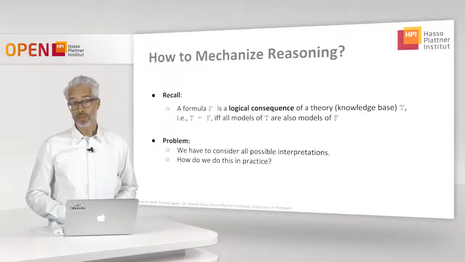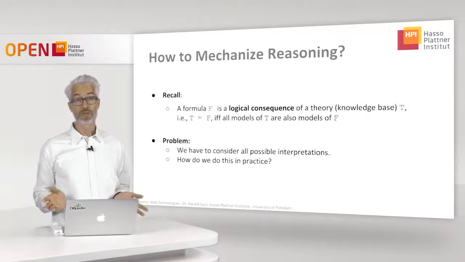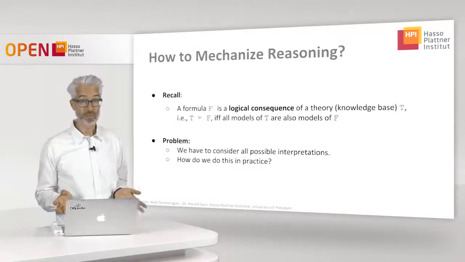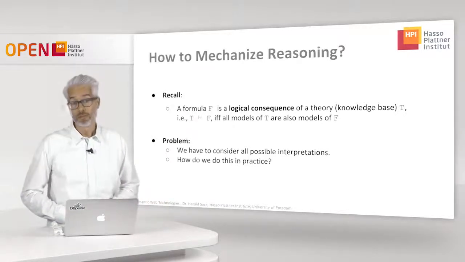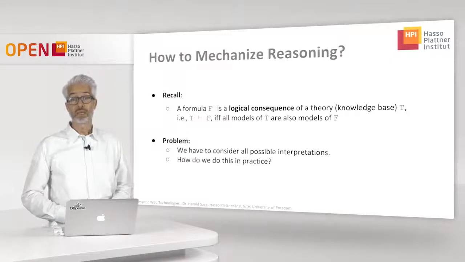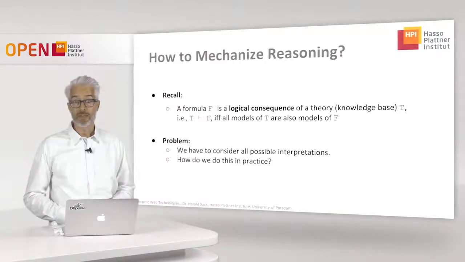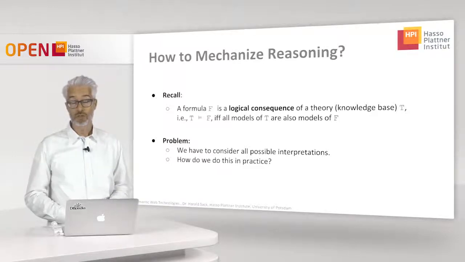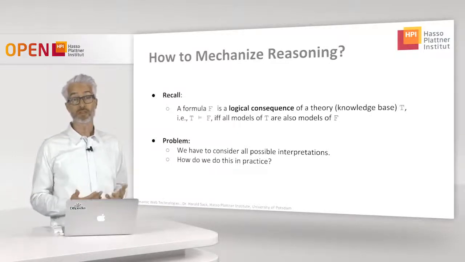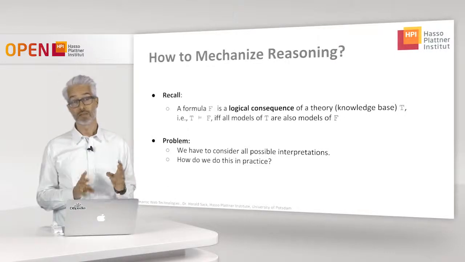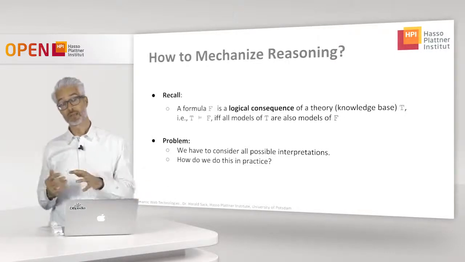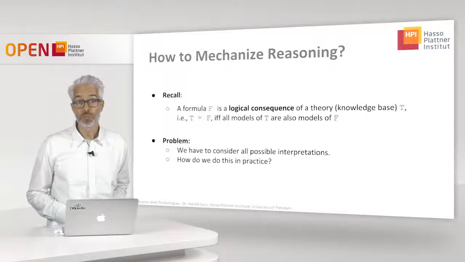The problem here, if you have to consider all possible models, is we have to consider all possible interpretations. And this, of course, could take a while. For example, if we have infinitely many interpretations, it would take forever. So how do we do this in practice? In practice, you usually do this with the help of a so-called calculus. So you try to break down semantical logical consequence to syntactical logical consequence, which forms a calculus, and then this has to be proven, of course.